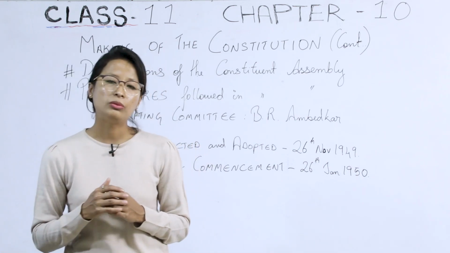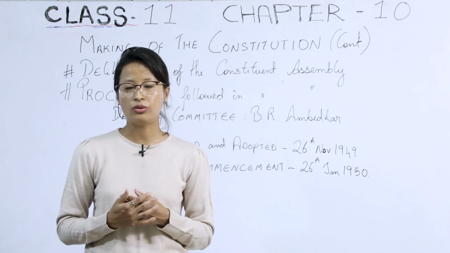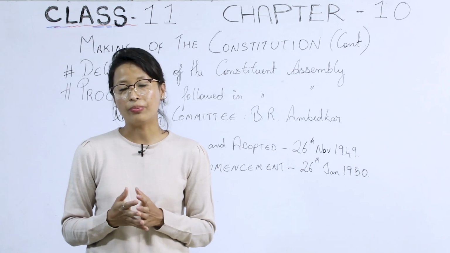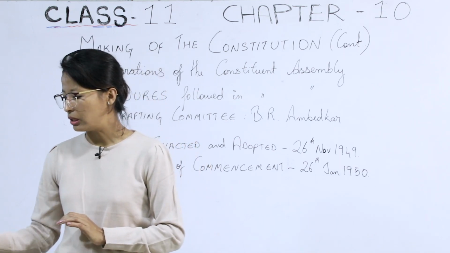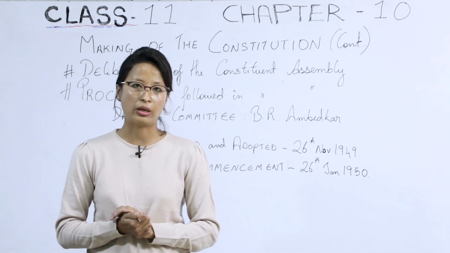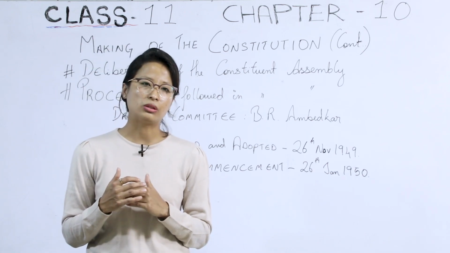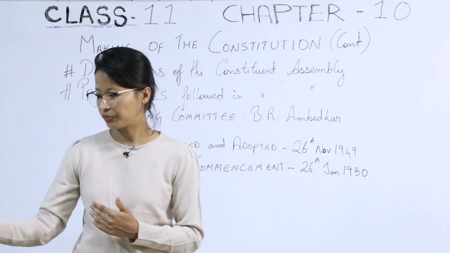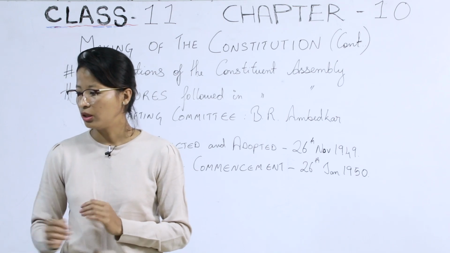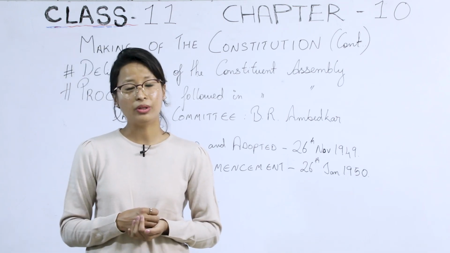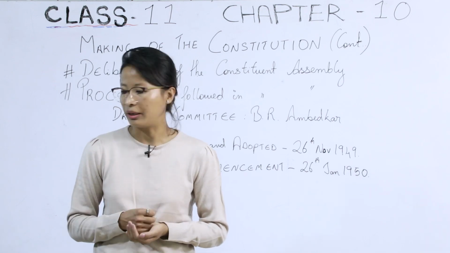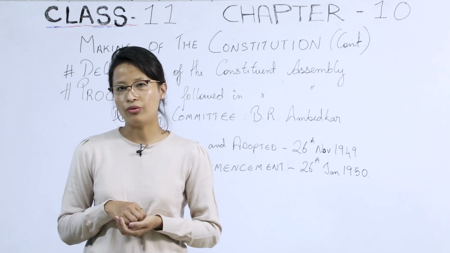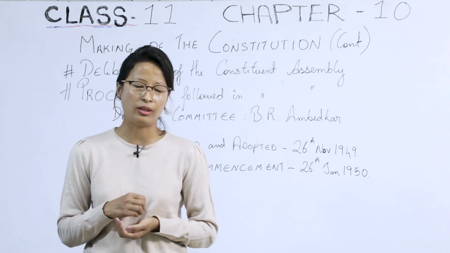Now, apart from these sources, the framers of the Indian Constitution also borrowed some sources from outside countries. It's there on your page 104. It is clearly given there what sources the framers borrowed from other constitutions. For example, India borrowed the parliamentary form of government from Britain. And from the United States, the office of the Vice President and the Bill of Rights. These are the features that India borrowed.